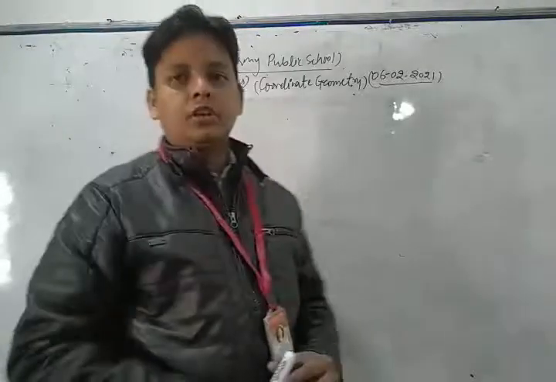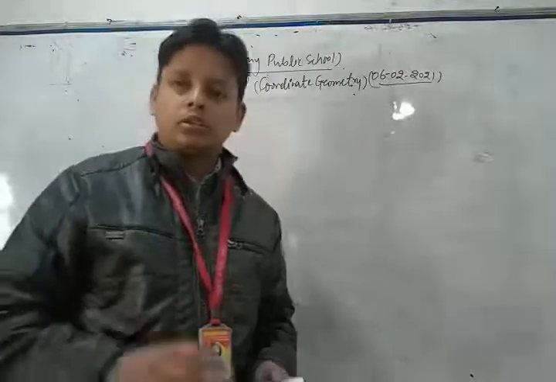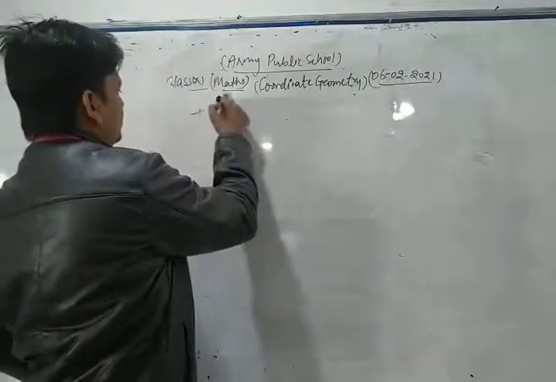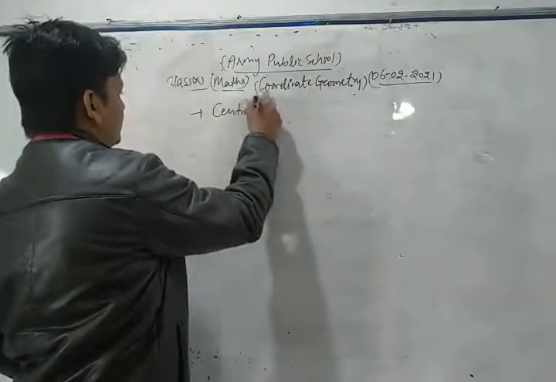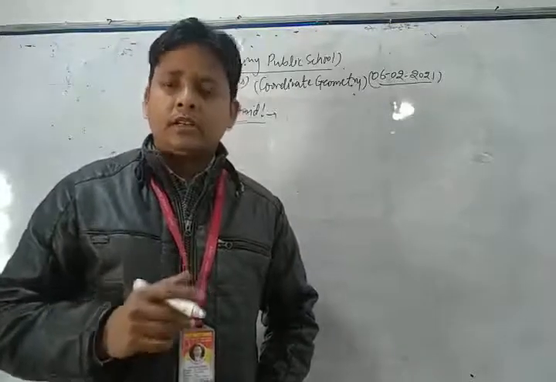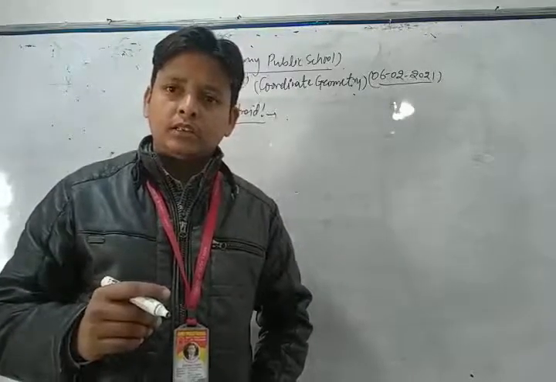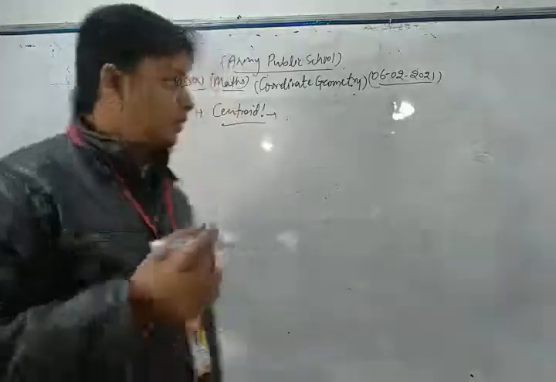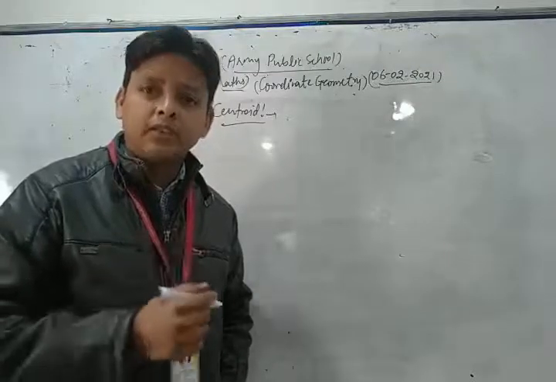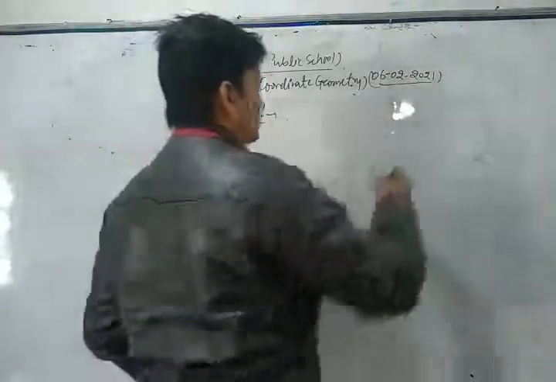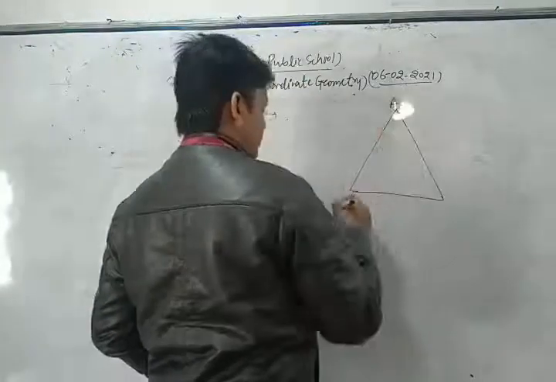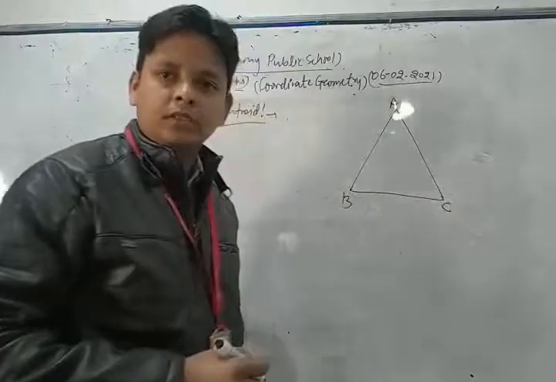Now we are going to discuss the concept of centroid. What is the centroid? First of all, dear students, centroid is the point of intersection of all three medians of a triangle. Suppose we draw a triangle ABC.